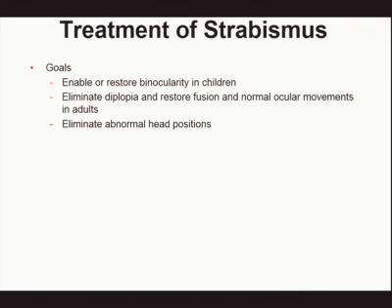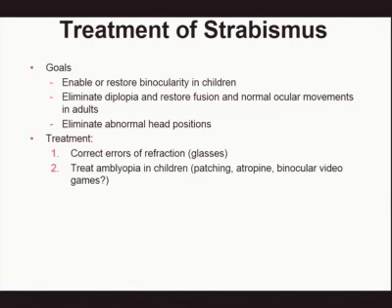The other thing is that sometimes with strabismus, kids and adults will adopt abnormal head posture, so you want to try to eliminate that. So we have an order of steps that we follow with strabismus. First is correcting errors of refraction, so putting in the correct glasses. Then treating amblyopia to try to get the vision as good as possible in each eye. And then realigning the visual axis with prisms or surgery.